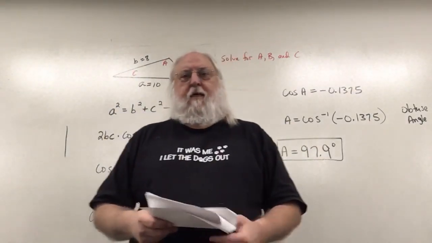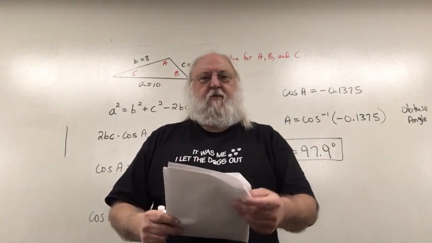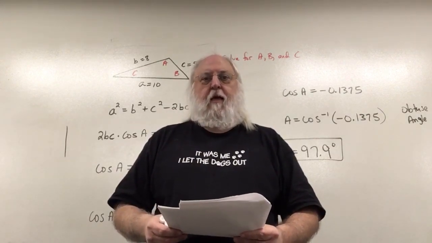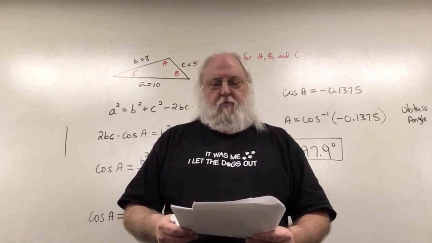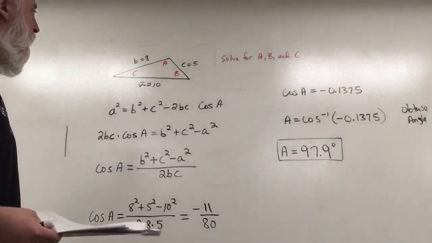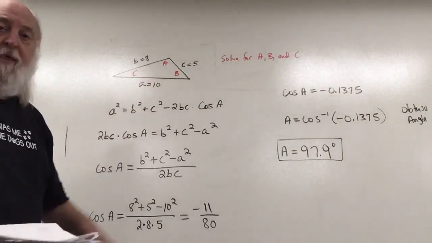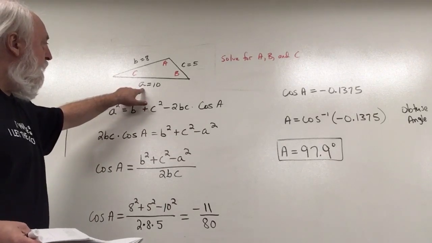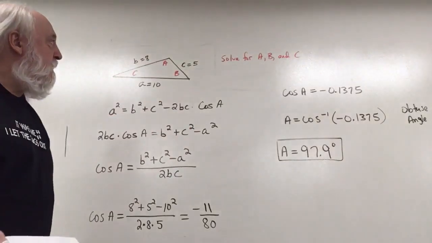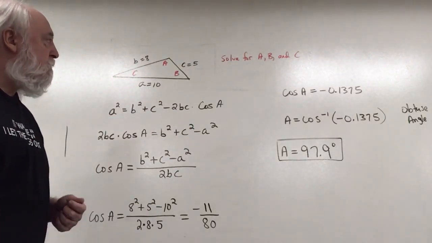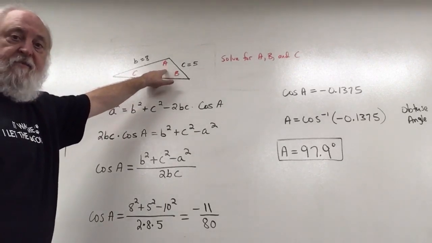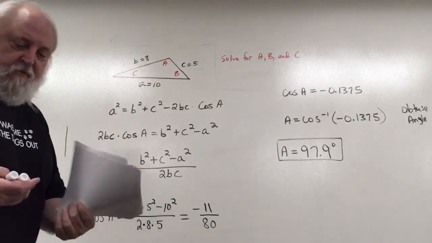Hello class. In this video I am working the exercise on page 2 of your section 4.3 note packet on the law of cosines. We are given at the top of page 2 the three sides of an oblique triangle. Side A is 10 units long, side B is 8 units long, side C is 5 units long. Using the law of cosines, we can figure out the size of angle A, angle B, and angle C.